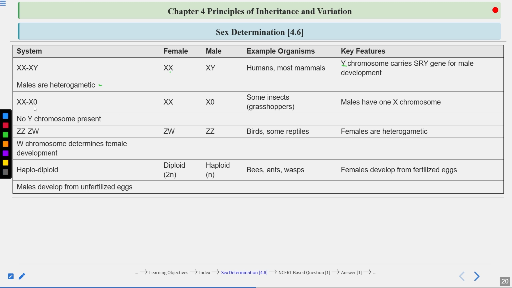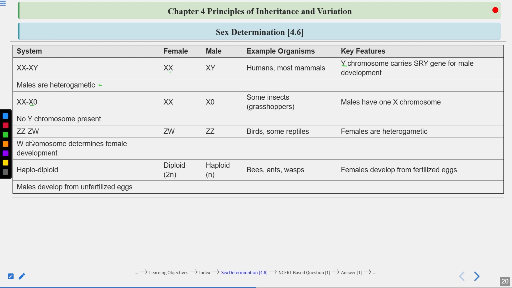Then we talked about the XX and X0 type of sex determination system. Here females are XX. They have a pair of X chromosomes. Males are X0. This is present in grasshoppers. Here the males have only one X chromosome. This is the key feature of this system. There is no Y chromosome here, and the males are heterochromatic here also.